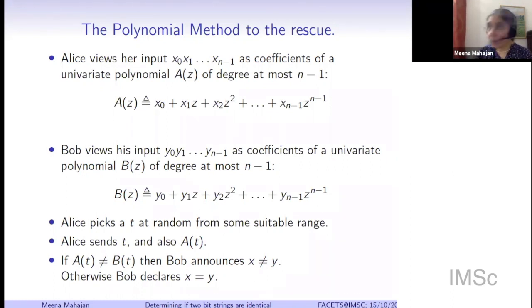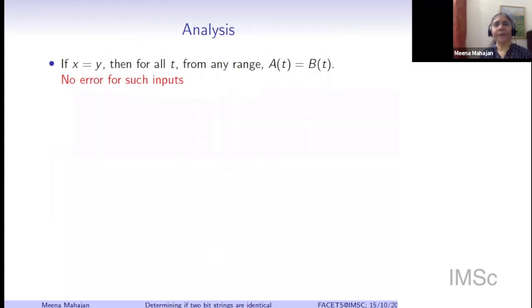Okay? This is a different protocol, right? It's quite different from what we saw earlier. Interpret the inputs as polynomials. Choose a random point at which to evaluate the polynomial and compare whether at this randomly chosen point the evaluations match. How good or bad is this protocol?